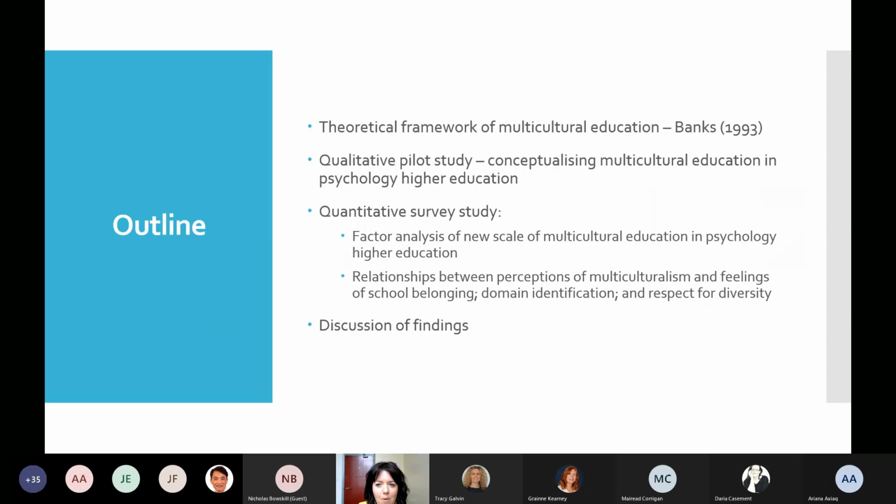So this is a quick overview of what we will present today. Firstly, I'll present the 5-dimensional understanding of multicultural education developed by James Banks that has underpinned all of this work. I'll then briefly present details of our qualitative pilot study, which explored multicultural education as it relates to psychology. I'll then outline the scale of multicultural education in psychology that was developed from this. And then my colleague and co-author Gosili will present the findings of the exploratory factor analysis that we carried out to examine the dimensions of the scale and the results of regression analyses that tested the relationships between the subscales of the multicultural education scale and 3 relevant student outcomes. And then we'll end with a discussion of findings.